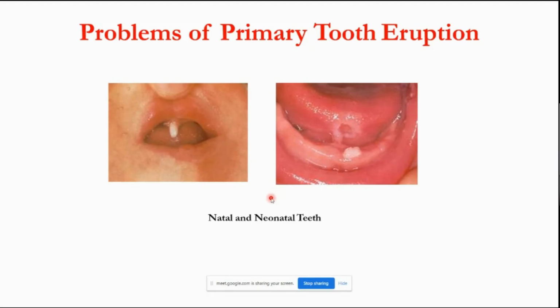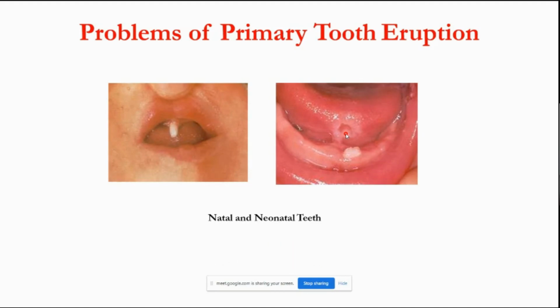You don't have to do anything, because if you remove this, the baby will have issues in feeding. If you can see here, there is some ulceration because probably the child is doing this with his tongue. So there is ulceration on the soft tissue. So there might be inflammation, fever, the baby is crying.